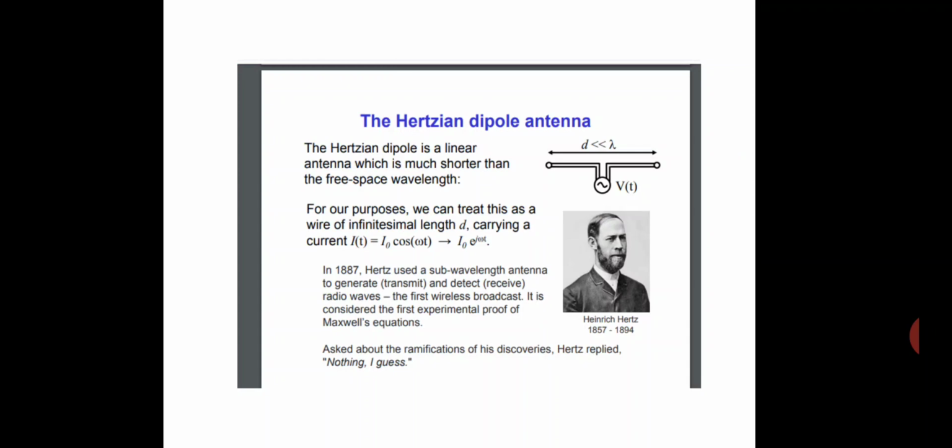In 1887, Hertz used a sub-wavelength antenna to generate and detect radio waves. The first wireless broadcast is considered the first experimental proof of Maxwell's equations. Asked about the applications of these discoveries, Hertz replied, "Nothing, I guess." It's a statement of Hertz.